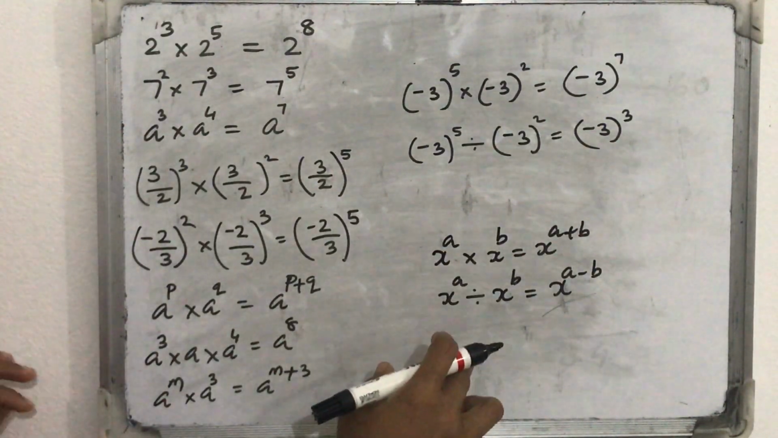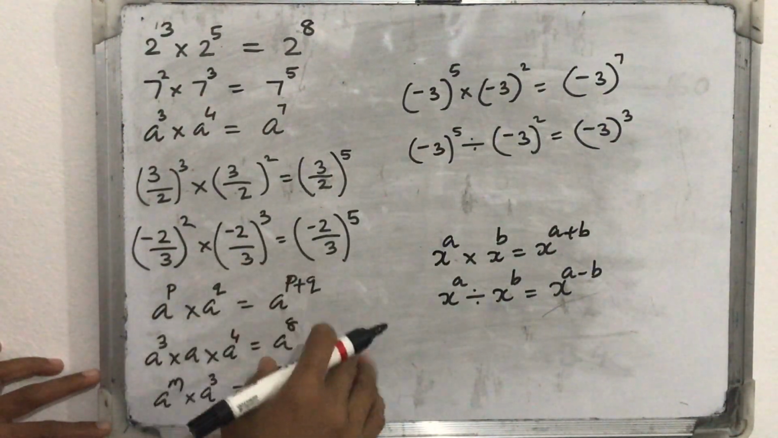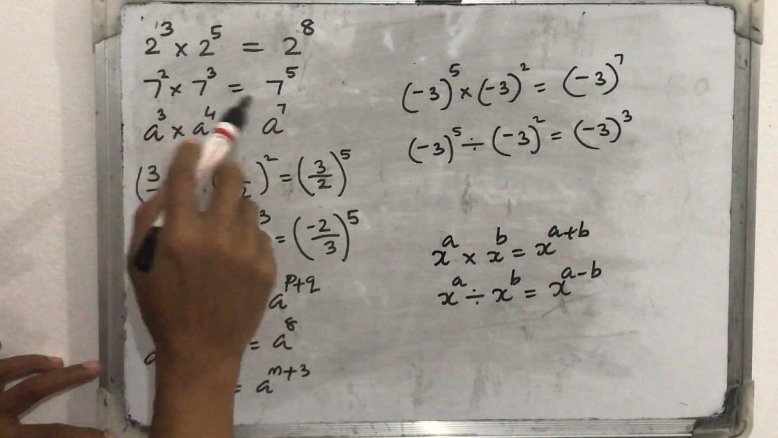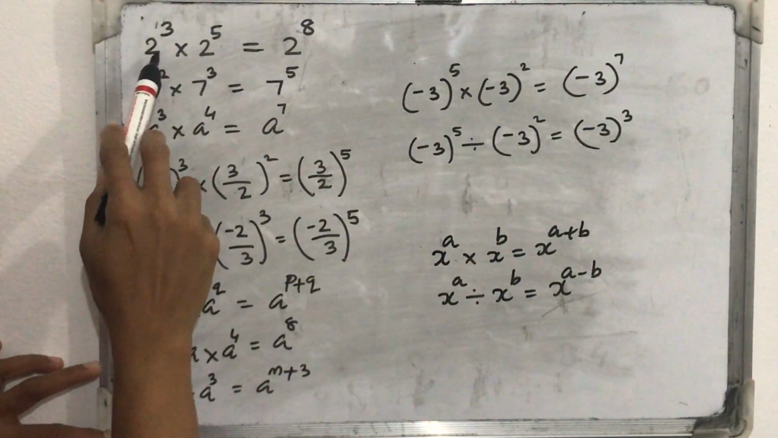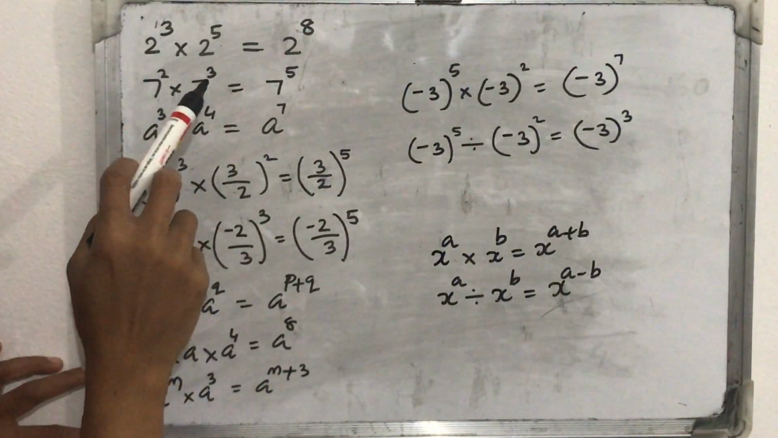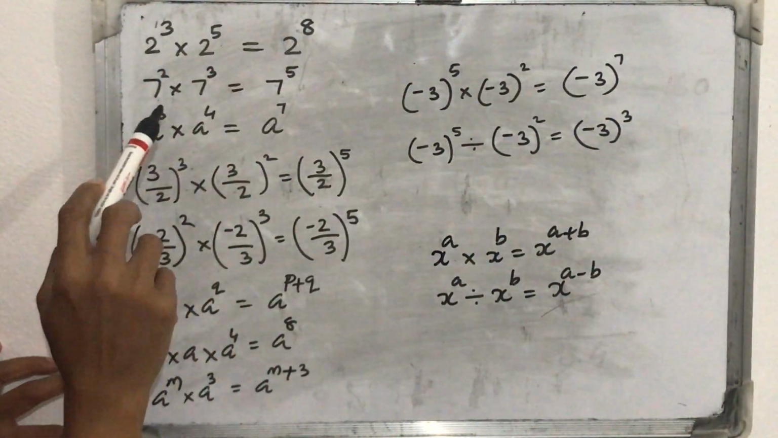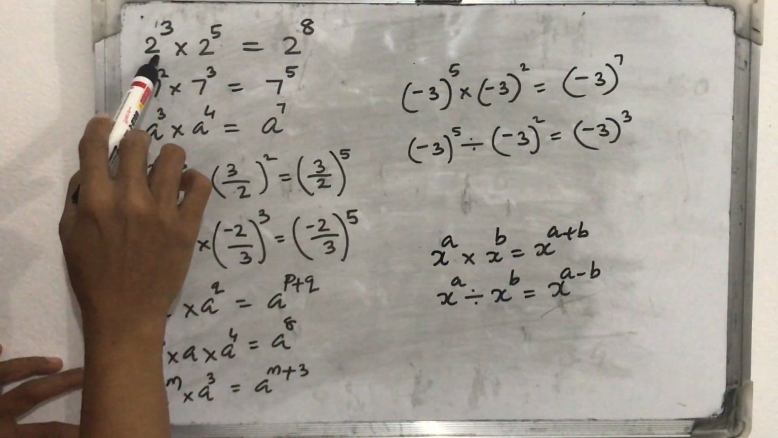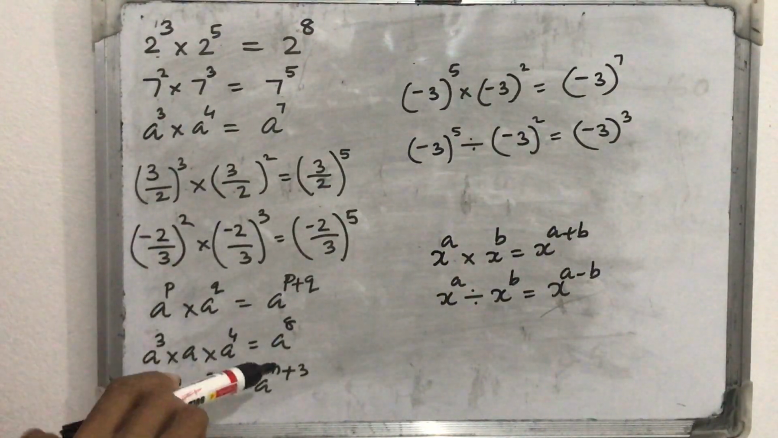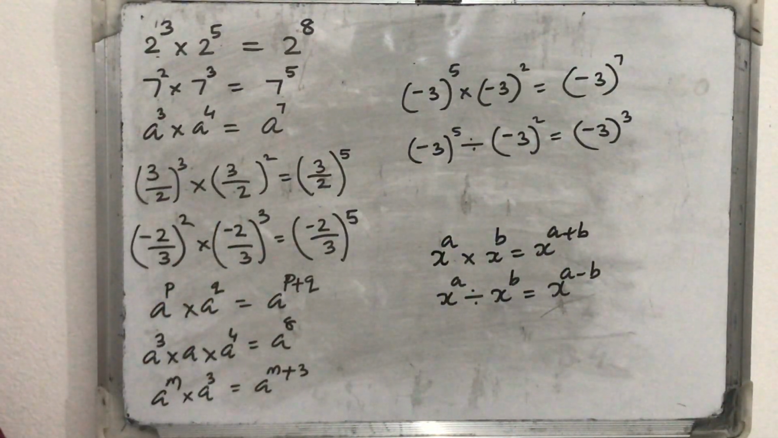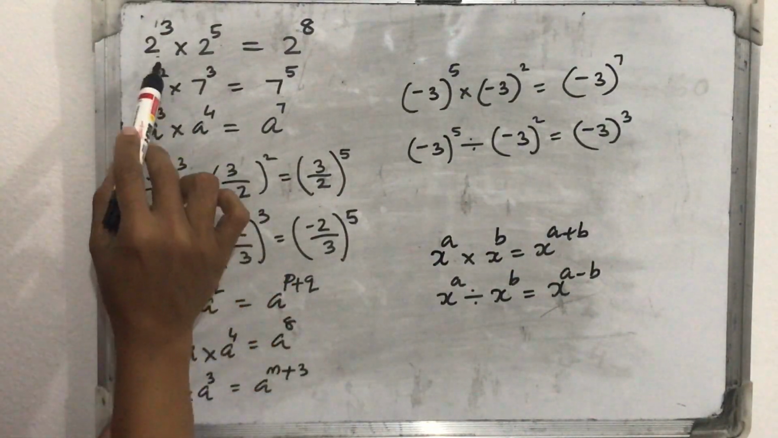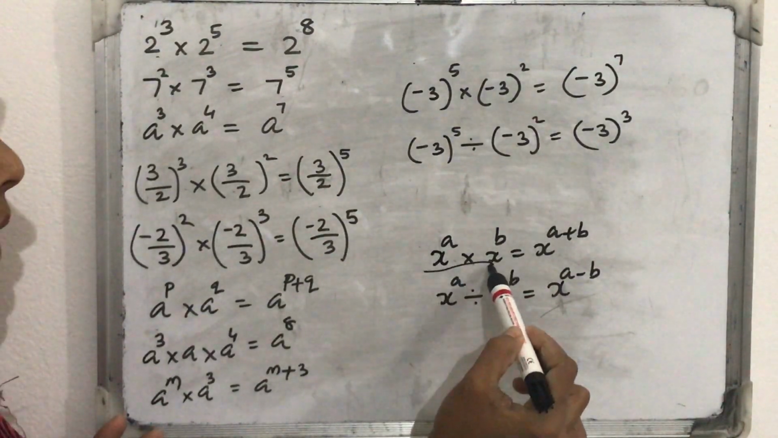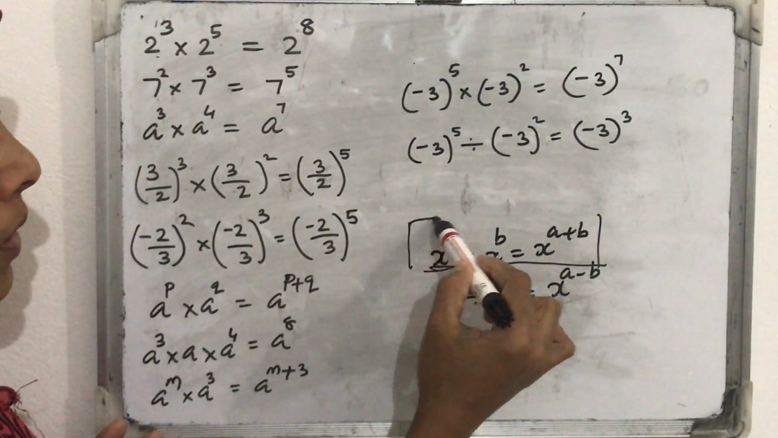Related to these laws of exponents, we discussed some problems and I gave some homework also. All of you check your answers. Your first homework question was 2 raised to 3 into 2 raised to 5. So what will that be? 2 raised to 3 plus 5, 8. 7 square and 7 cube. Here you have to care whether the bases are same or not. If the bases are same, then only we can use this law. In all these questions the bases are same, so we can use this law for multiplication.